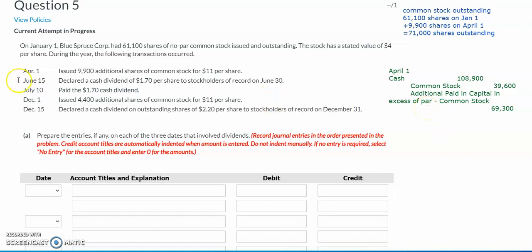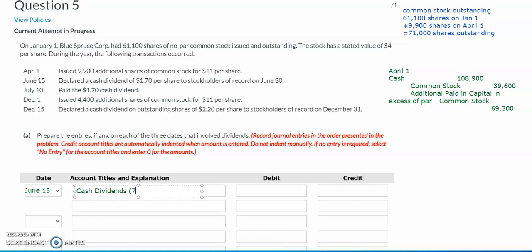Now we're going to get to the June 15th transaction where the company is going to declare a cash dividend of $1.70 per share to the stockholders on record. So we're going to debit cash dividends. And this is the dividends account that we referred to when we did our retained earnings calculation, where we take the beginning retained earnings, add the net income from the income statement, and subtract out dividends. So this is the same dividends account that we're talking about in order to get to the ending retained earnings.